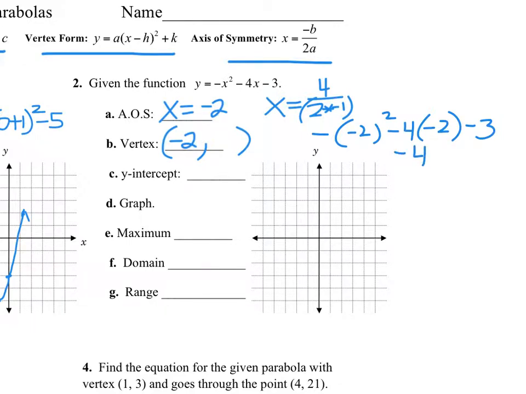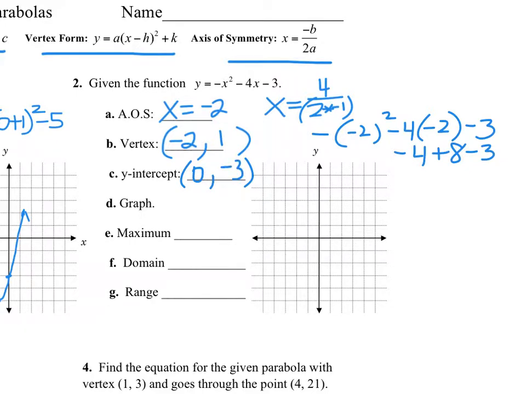-4 times -2 is 8, and then I have -3. So what do we get? 1? 1. If you get some outrageous number, you're probably wrong because I made them so that they're going to fit on this graph. All right, the y-intercept is to let x equal 0, and this is easier to find because if you plug 0 in, you get 0 minus 0 minus 3. And now we're ready to graph.